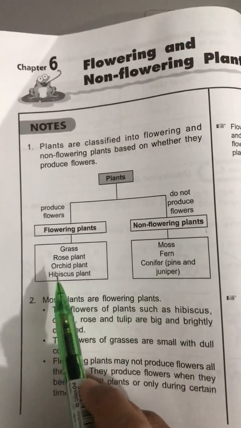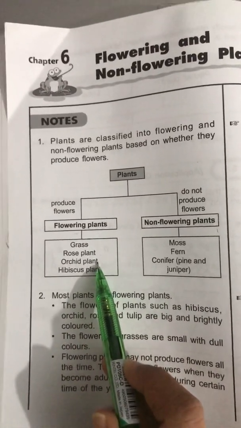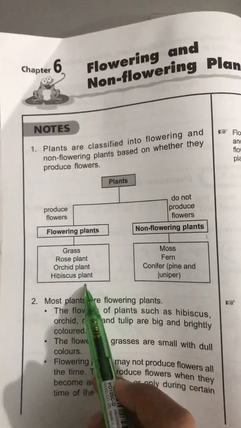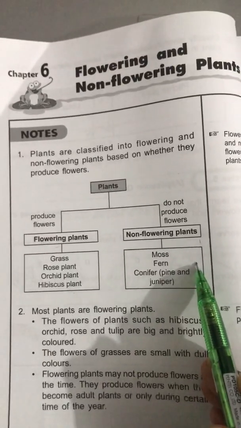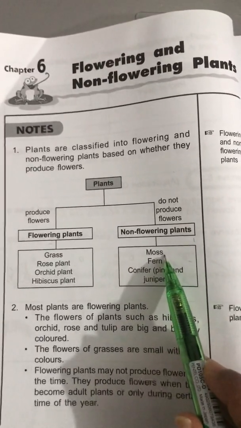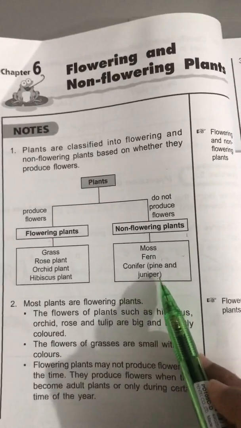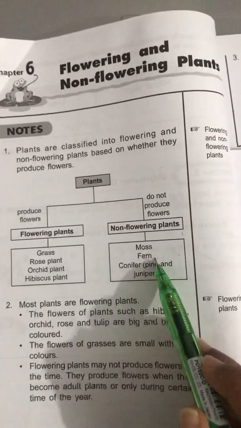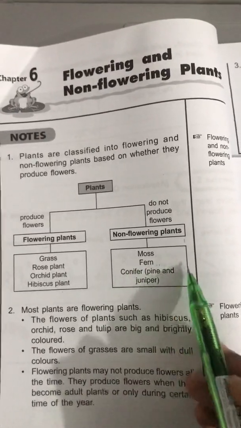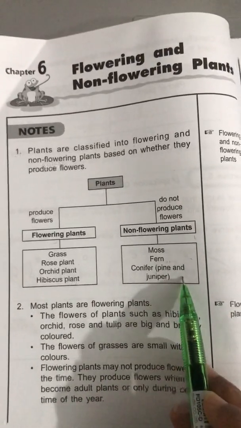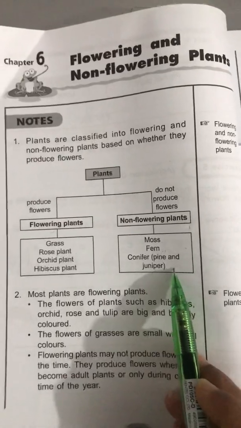Here are the examples of flowering plants. We have grass, rose plant, orchid plant, and hibiscus plant. Here are the examples of non-flowering plants. We have moss, fern, and conifer. Here we have pine and juniper. Moss and fern grow from spores. They don't grow from seeds, but they reproduce from spores.